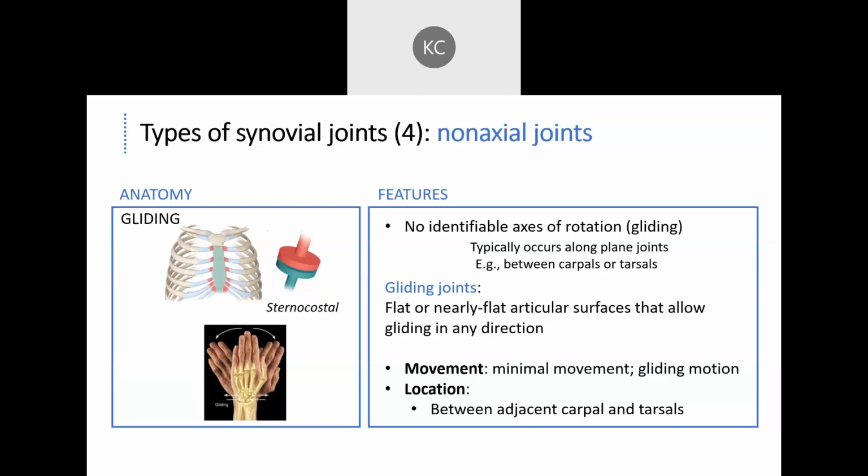So there's very minimal movement. There is some movement, right? So these would be considered amphiarthrotic joints, but they're just very slightly gliding past each other. So they're sometimes referred to as gliding joints. Sometimes they're also referred to as plane joints, because there are two flat planes moving next to each other, right? So you have flat or nearly flat surfaces that glide past each other in different directions, okay? You can also see this at the sternocostal joint.